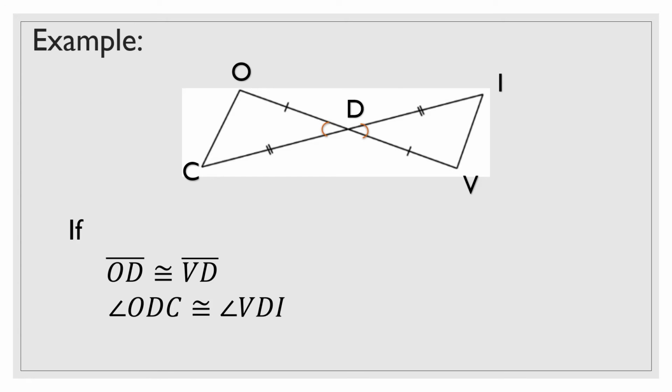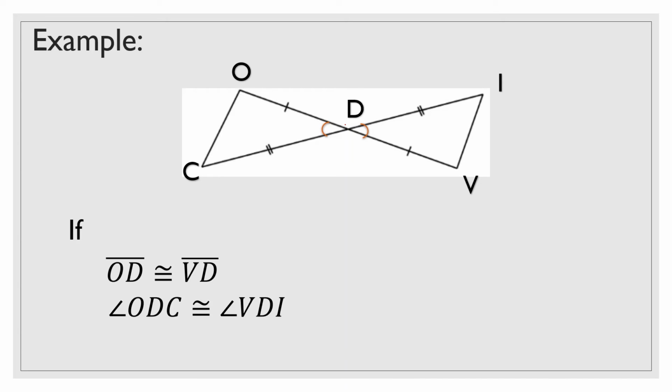Here, hindi natin pwedeng gamitin yung single letter lang to name the angle, kasi nga, angle D is shared by the two triangles. Ibig sabihin, may angle D yung unang triangle natin at meron ding angle D yung pangalawang triangle. That's why it is better for us to use three letters in naming the angle. So we have angle ODC and angle VDI.